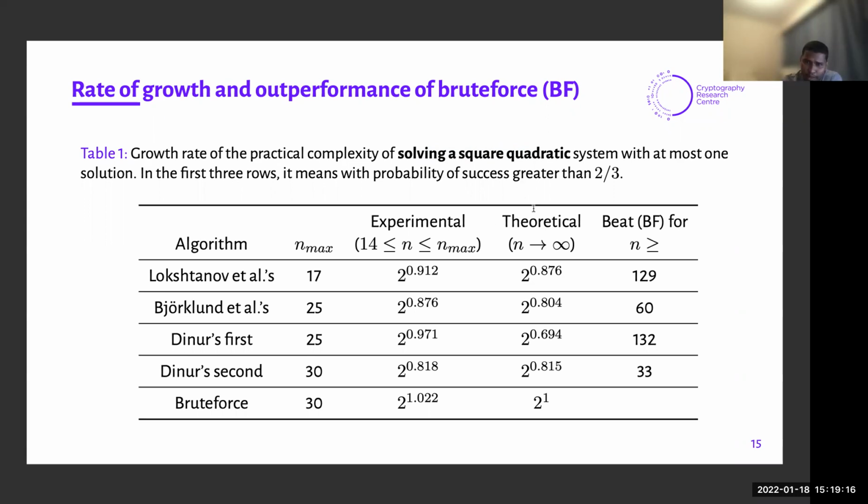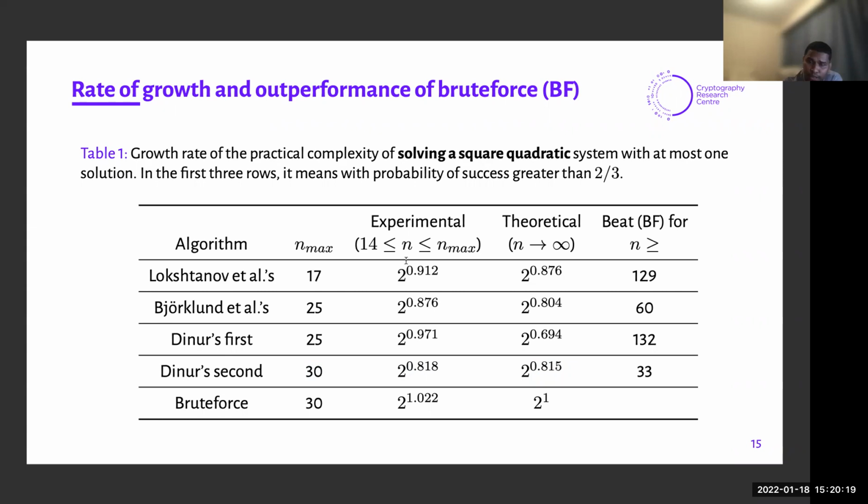In the column theoretical, we have the theoretical rate of growth, which is given by the asymptotic formula I just showed before. And here we can see the experimental rate of growth we computed, for the values where we were able to do many iterations. I just want to point out that all of them are already catching up with brute force, meaning that for every unit we increase n, the complexity of the algorithm is not increasing by 2, but by something smaller. And I want to point out Dinur 2, whose experimental rate of growth is very similar to the theoretical one, even for early values of n.